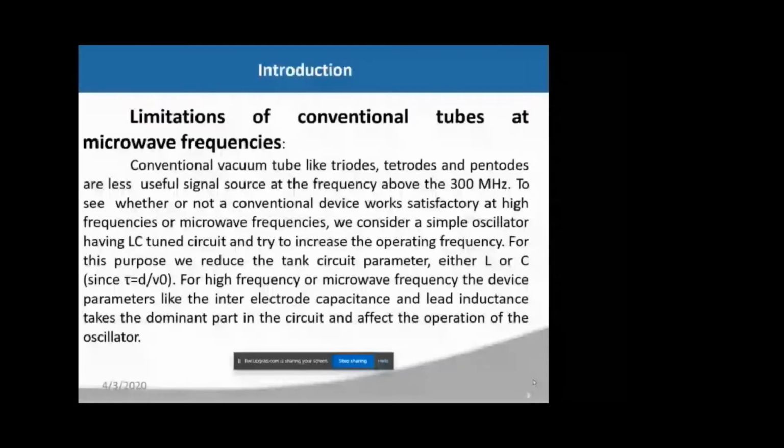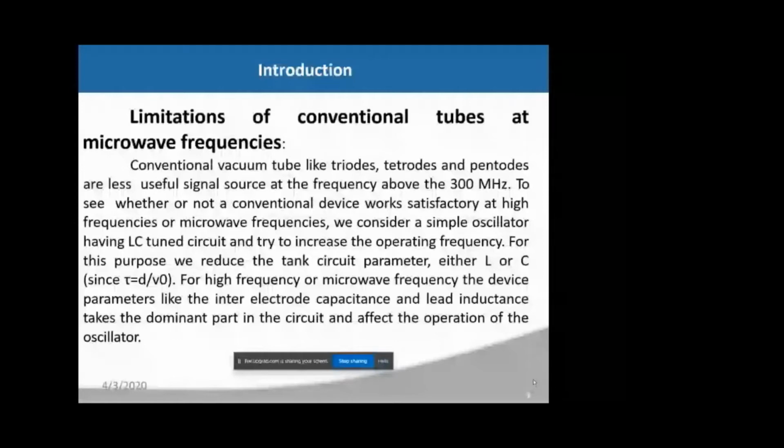Now, first of all, we'll see what the limitations of conventional tubes are at microwave frequencies. As we know, conventional tubes are available in the market, like the triodes, tetrodes, pentodes. They can be used as a microwave source. But when we use components like triode, tetrodes, pentodes, or even transistors at microwave frequencies, they cannot work satisfactorily. What is the problem behind this?